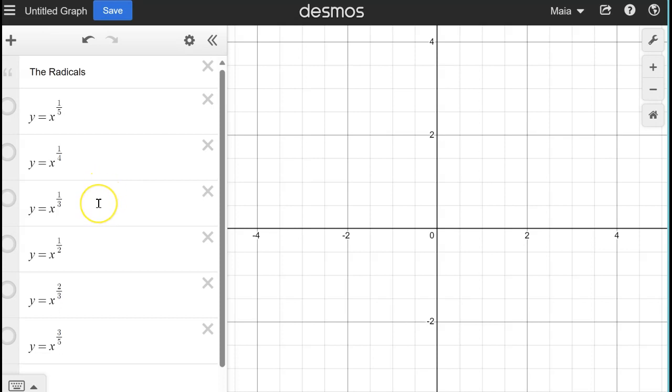So again, the cube root and the square root are the ones that you really want to have the details on, but then also this general understanding that higher odd roots will look similar to cube root and higher even roots will look similar to square root.